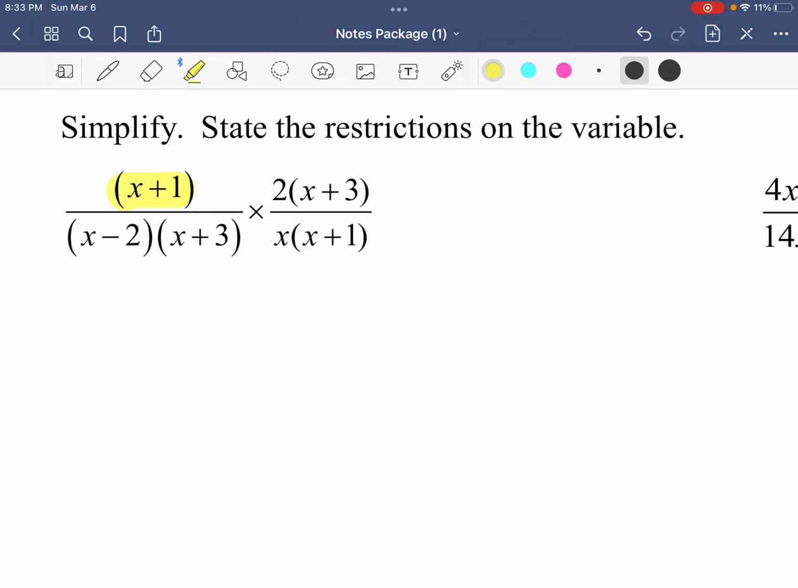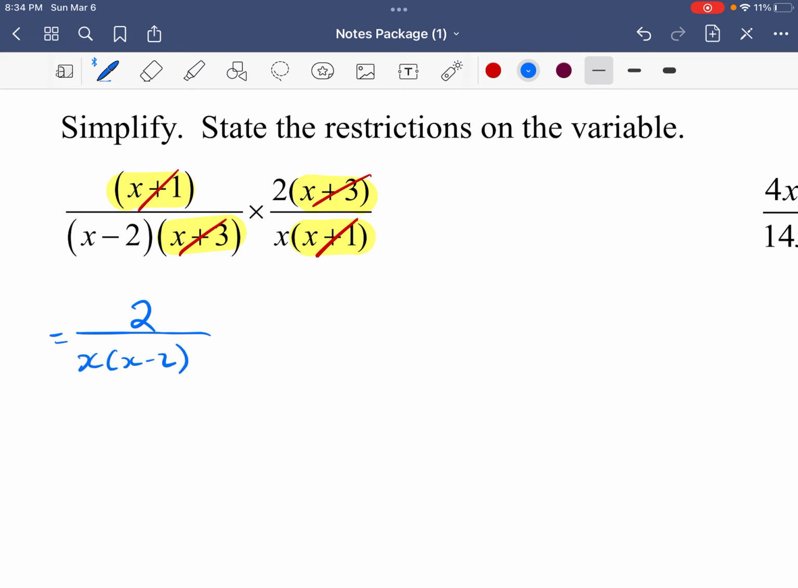All right, so let's simplify these. If you notice, we've got an x plus 1 in the numerator and an x plus 1 in the denominator. So something in the numerator and the denominator, that's going to simplify to 1. X plus 3 in the numerator, x plus 3 in the denominator, that is going to simplify to 1. And that's everything. Nothing else will simplify. So we can simply write this as 2 in the numerator and then x and x minus 2 in the denominator.